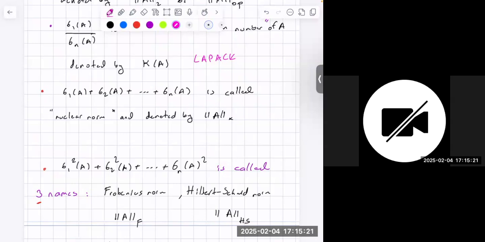This was a big thing for people who do compressed sensing. I think we have some electrical engineering background people. Maybe you've heard of compressed sensing. This nuclear norm was a big deal there. Yeah, go ahead.